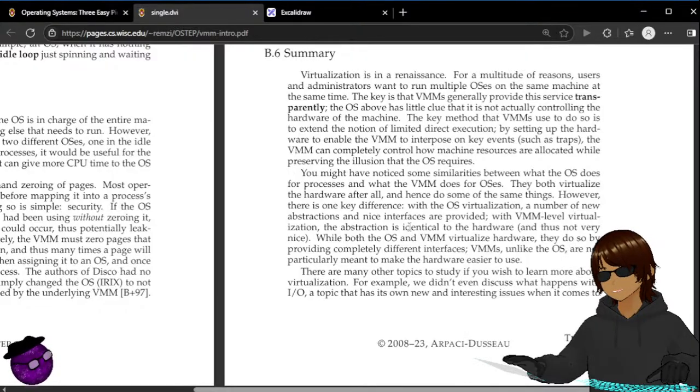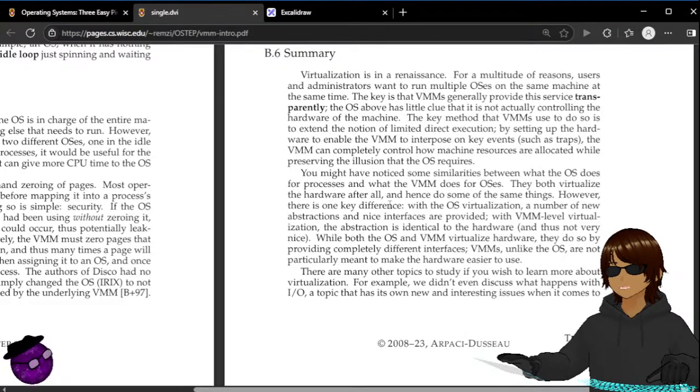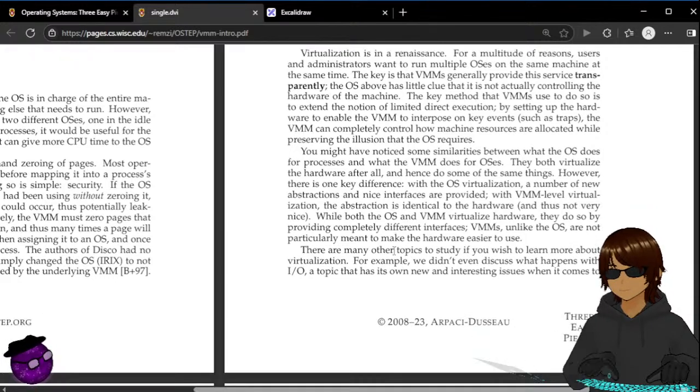You might have noticed some similarities between what the OS does for processes and what the VMM does for OSs. They both virtualize the hardware, after all, and hence do some of the same things. However, there is one key difference. With OS virtualization, a number of new abstractions and nice interfaces are provided. With VMM-level virtualization, the abstraction is identical to the hardware. While both the OS and VMM virtualize hardware, they do so by providing completely different interfaces. VMMs, unlike the OS, are not particularly meant to make the hardware easier to use.